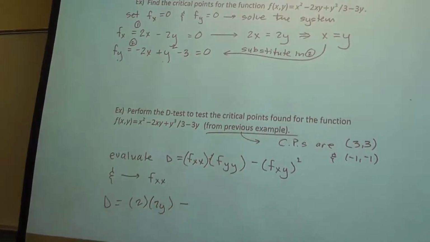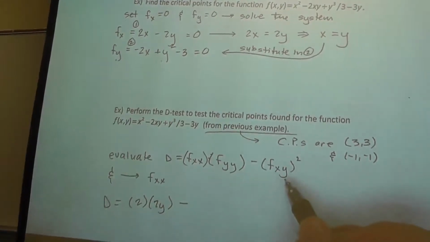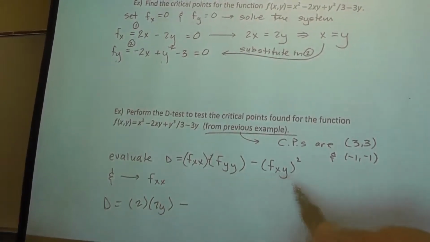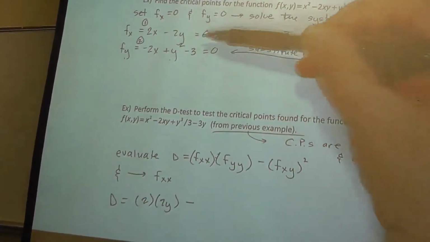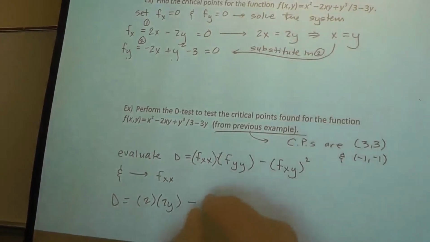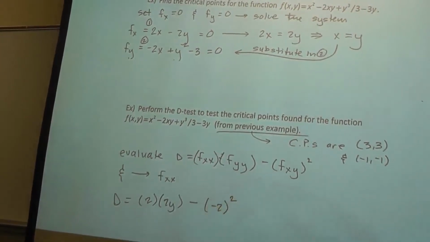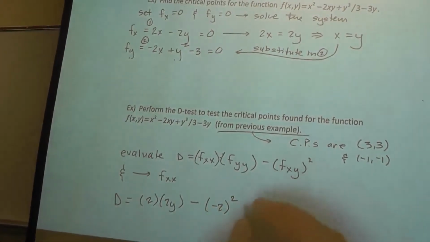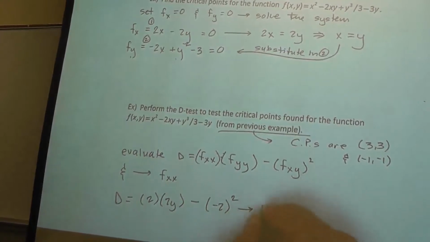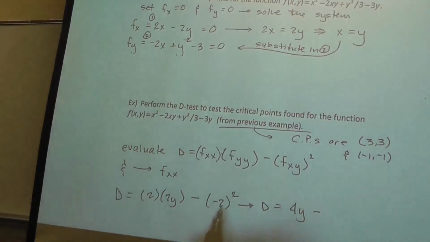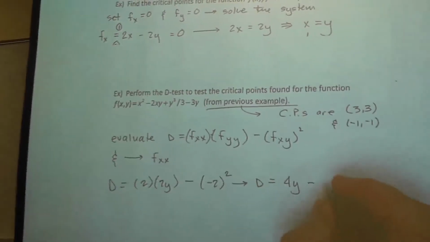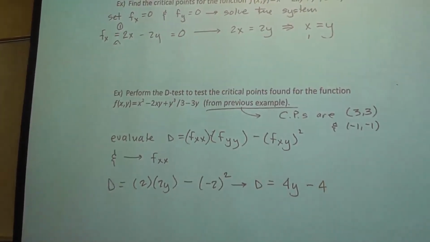And then minus either of the mixed partial squared. All the textbooks always say fxy, so I'll follow suit. First partial with respect to x, take its partial with respect to y, and that's going to be negative 2. But don't forget to square it. So technically your D expression is 4y minus, be careful, you square the negative, but it doesn't change the minus in front. 4y minus 4 is your evaluation of D.